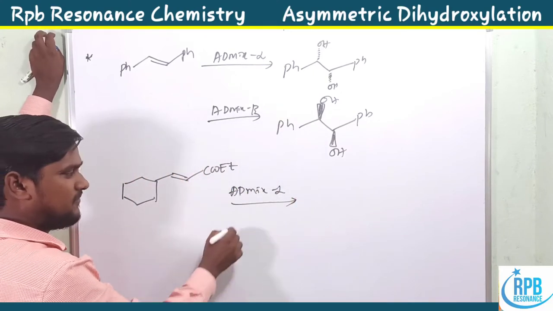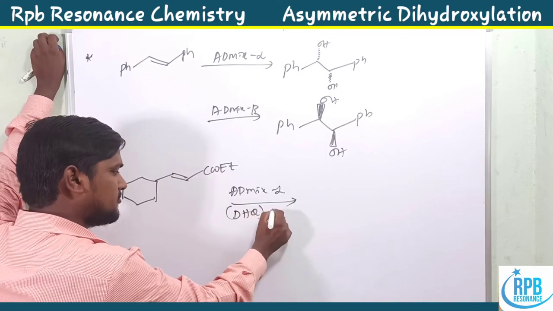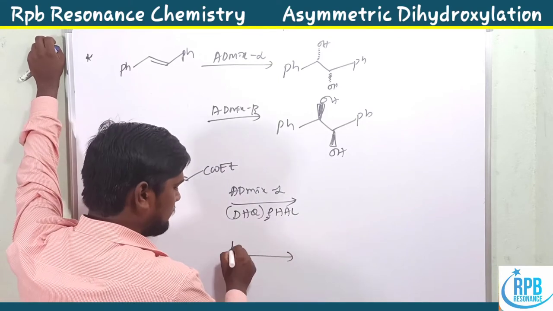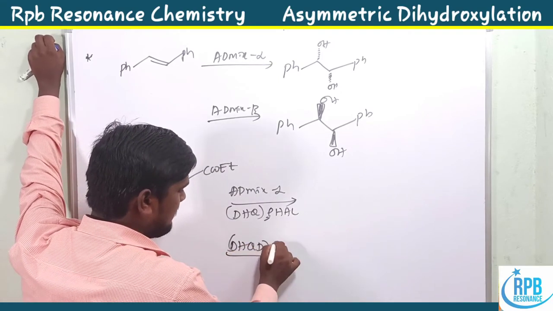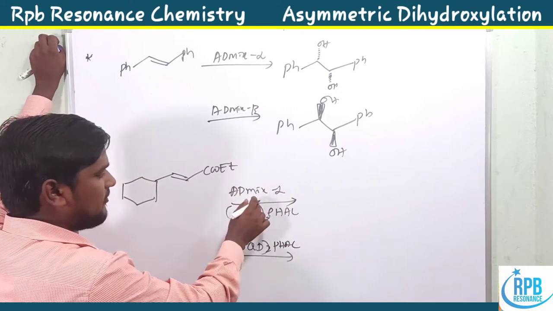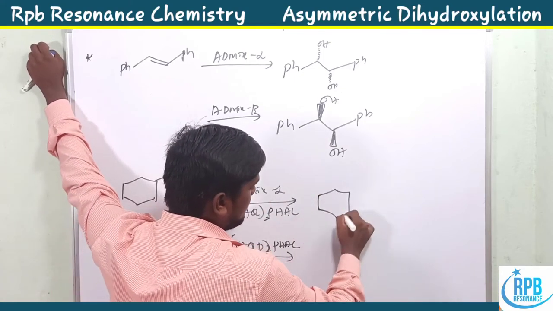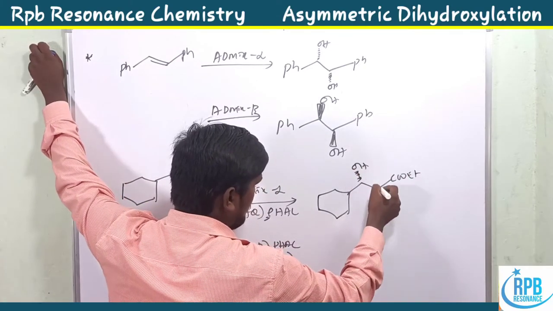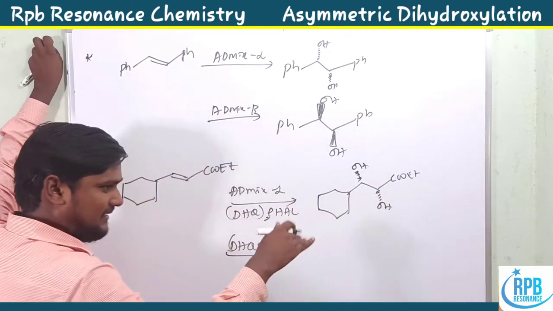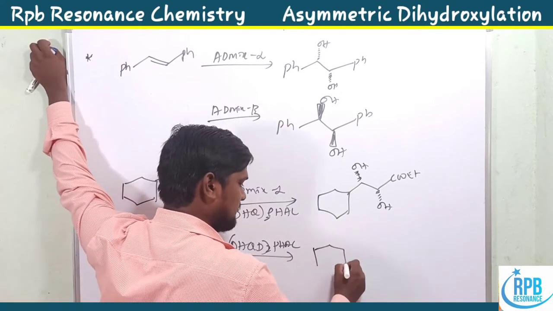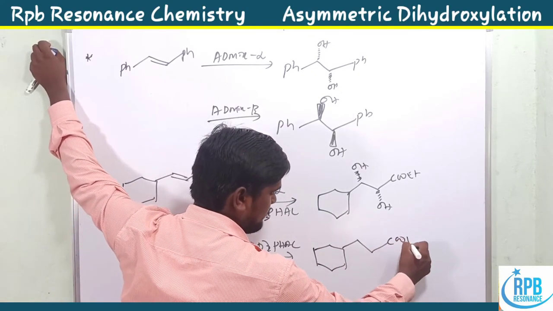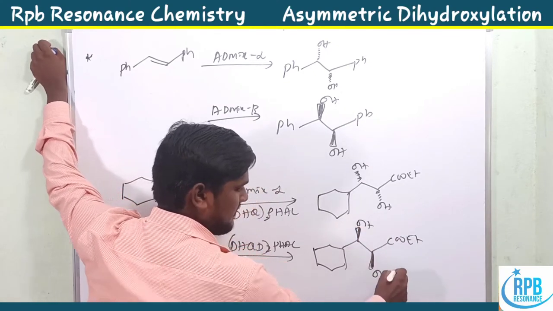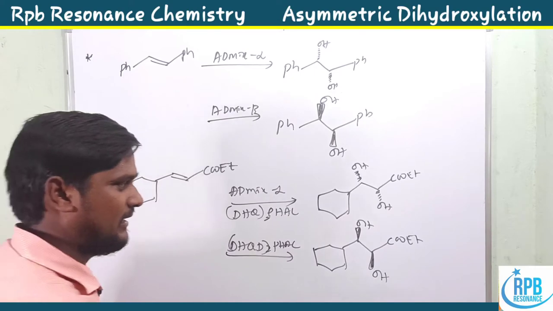So we use AD mix alpha, that indicates DHQ, DHQ taken twice, PHAL. Or if you take the DHQD, what will happen? DHQ is the bottom of the plane, so we will get a very simple product, COOethyl, with both alcohols below the line. In the other case, both alcohols are above the plane. Very simple. This is the use of chiral, asymmetric ligands.